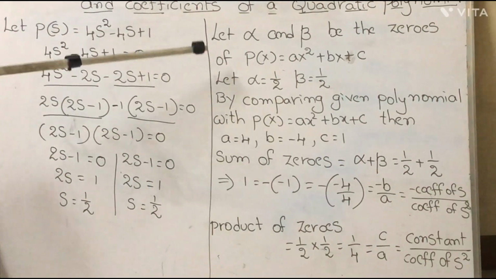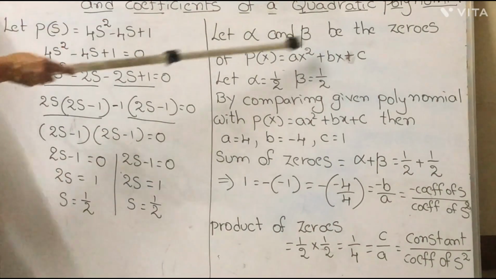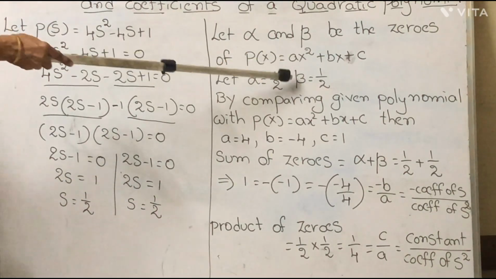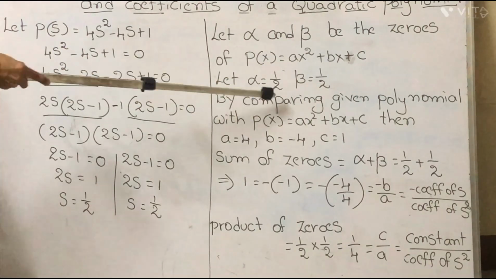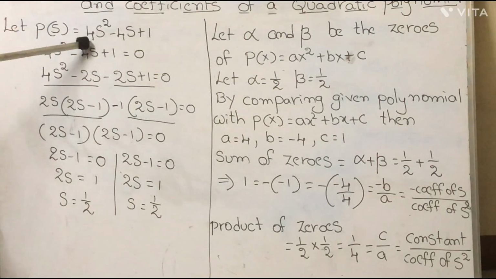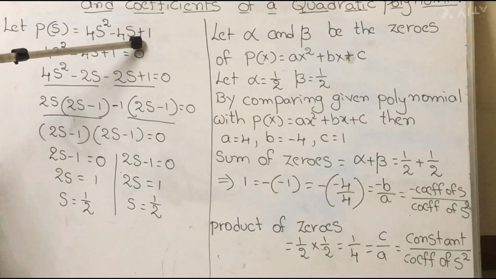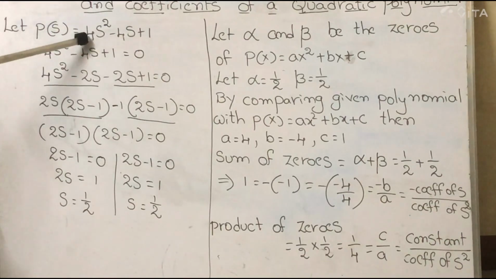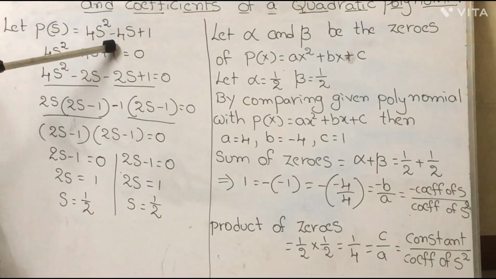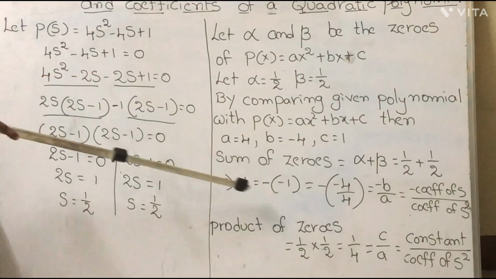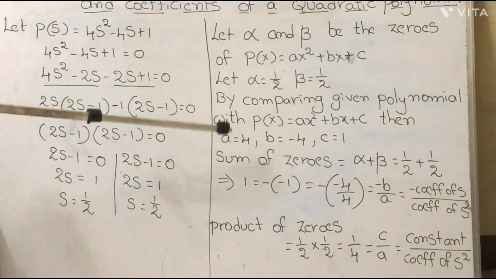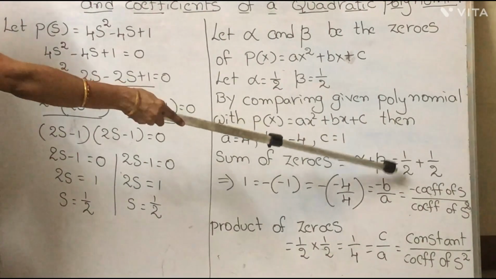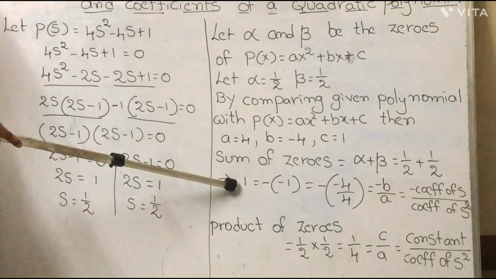Once again, I am telling you: alpha and beta are the zeros of the general form of the quadratic polynomial. Alpha is 1 by 2, beta is 1 by 2. Then we compare the given polynomial with the general form. Then a is equal to 4, b is equal to minus 4, c is equal to 1. For the sum of zeros, we should add the zeros first: alpha plus beta, 1 by 2 plus 1 by 2, so it will become 1.